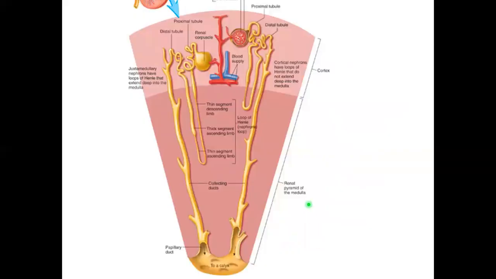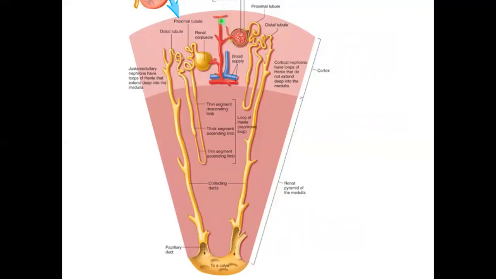So here's a little bit more of the microscopic anatomy. So the nephron is the smallest functional unit of the kidney, or it's the filtration unit of the kidney. So for physiology, we like to talk about what the nephron does and how that nephron functions.